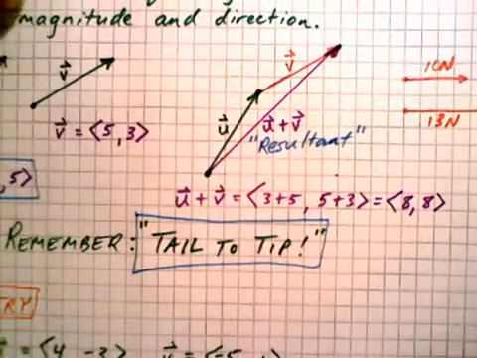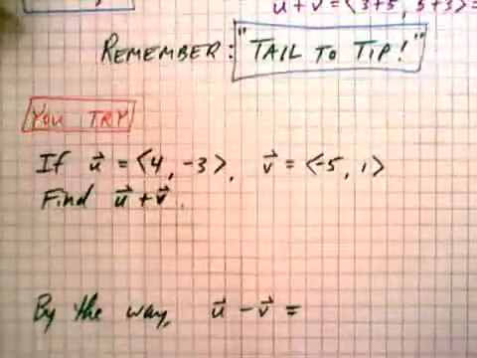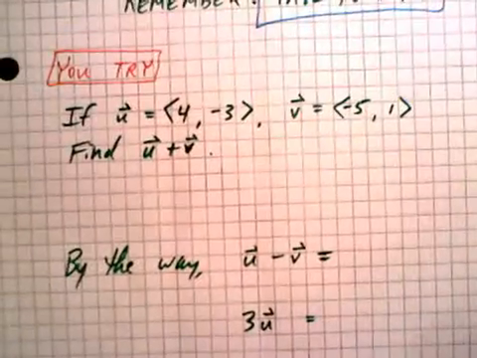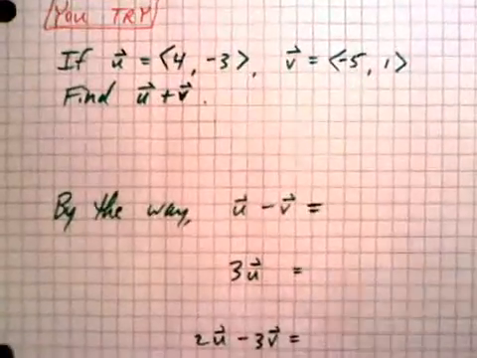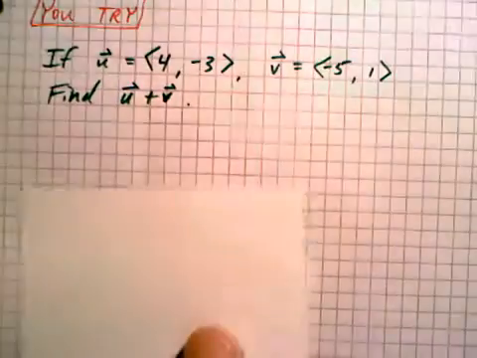So it's easy to add two vectors together, and I'm going to have you try that right here. We'll do u minus v later on, and all these other ones later on, but I want you to try just this one right here.